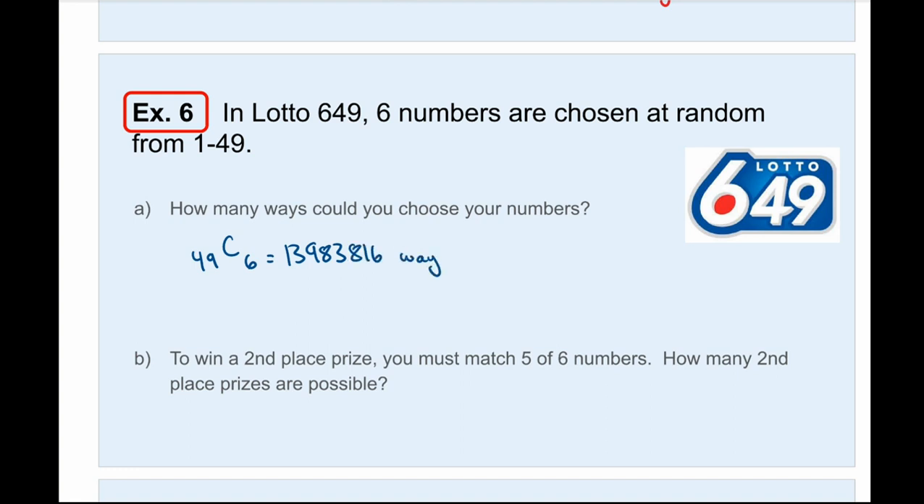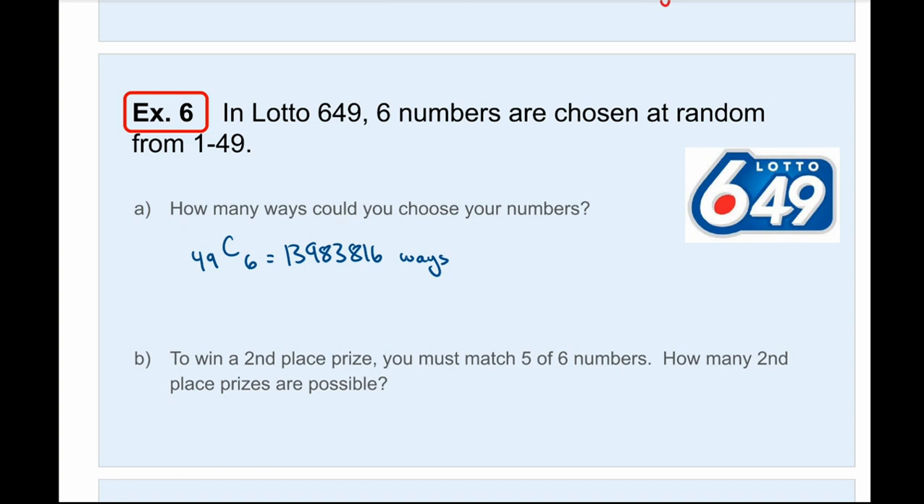13,983,816 ways. So again, tying this back into the warm-up, this is a lot more manageable and a lot more realistic. In the entire province, you could sell 13 million lottery tickets. And there's definitely a chance that someone is going to choose the right numbers.